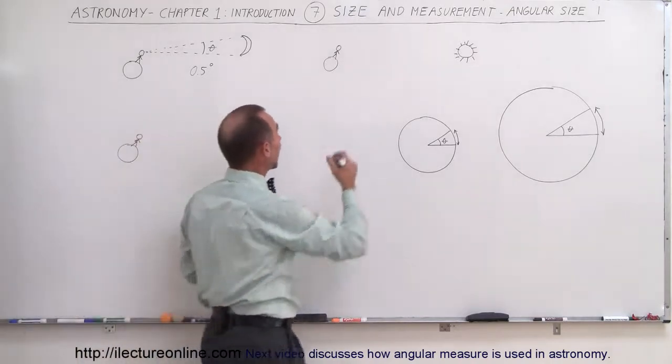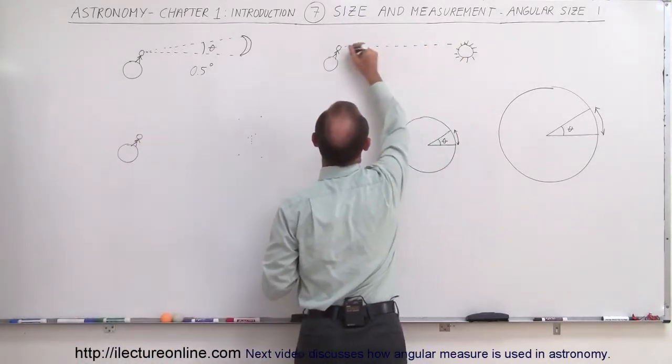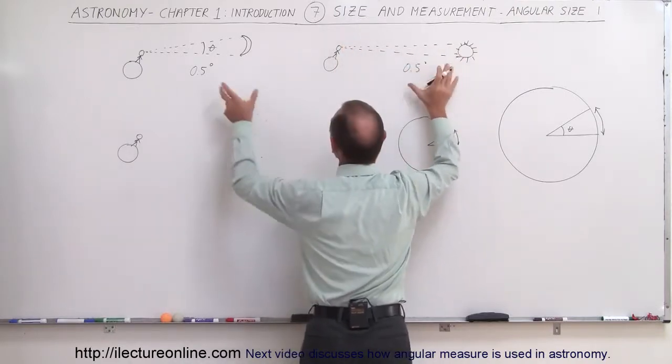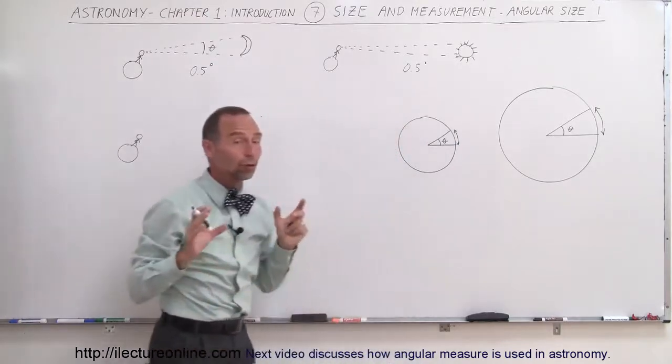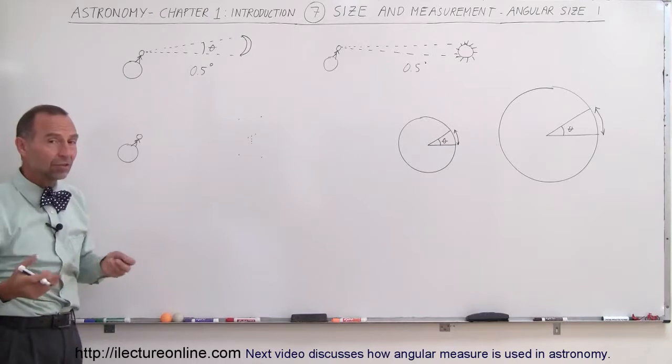And so it turns out the angular size of the sun is roughly about the same as the angular size of the moon, and it's about 1/2 degree. So they have the same angular size, even though, of course, knowing that the sun is much bigger than the moon. Let's say we look at a constellation.